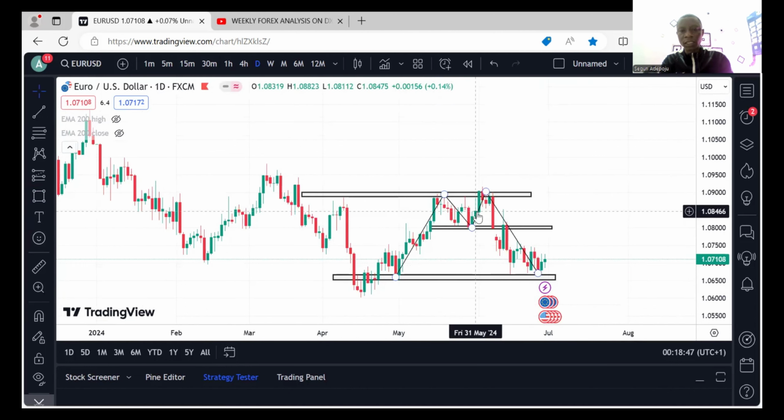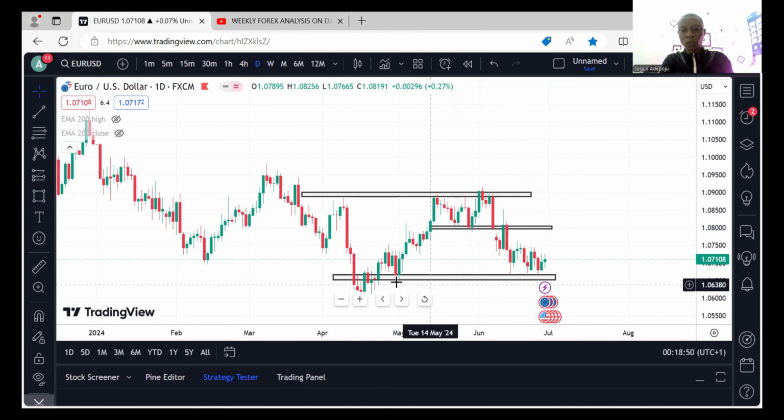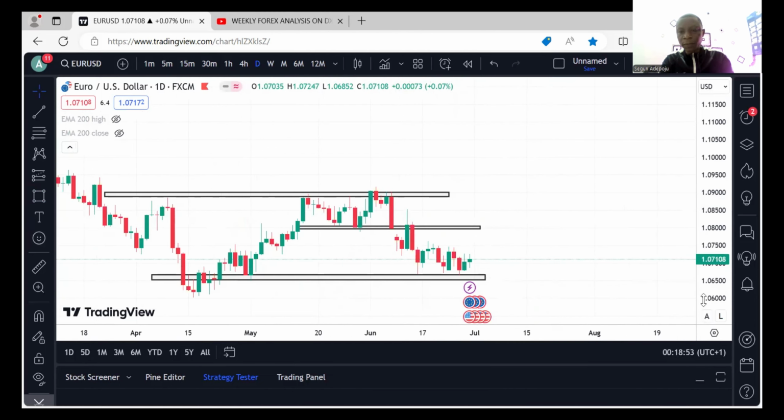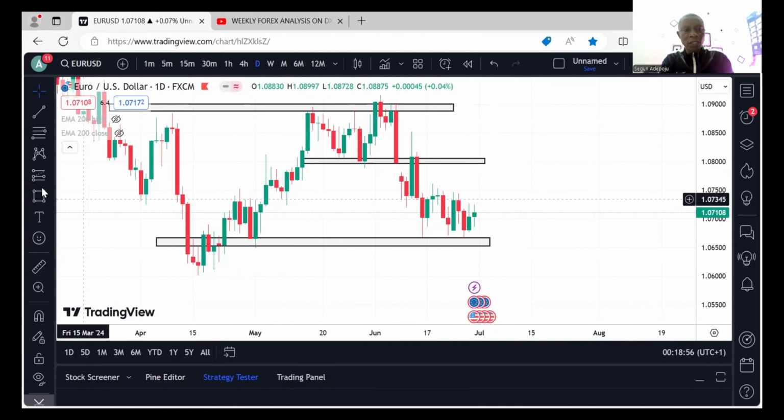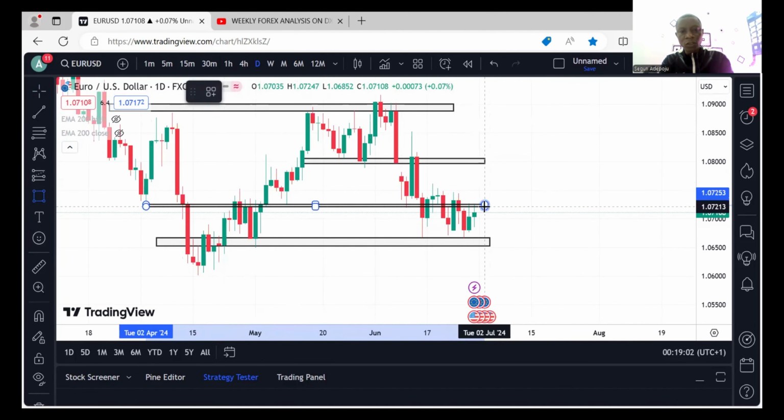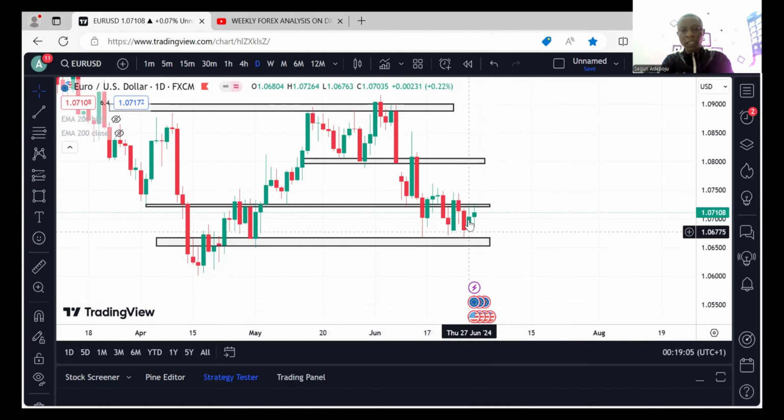Let's go to 4 hours and see what the market is going to say. Before we go to 4 hours, let me see what we have here. We have a minor level here, and we have a minor level here too, a minor resistance level. Before you place a buy, you have to wait for the market to break above this level. If it breaks above 1.07250, you can look for opportunity on the lower time frame and place a buy.